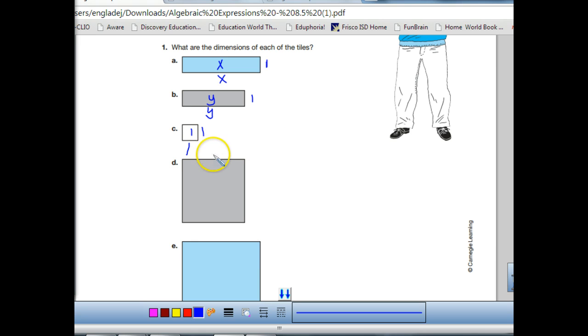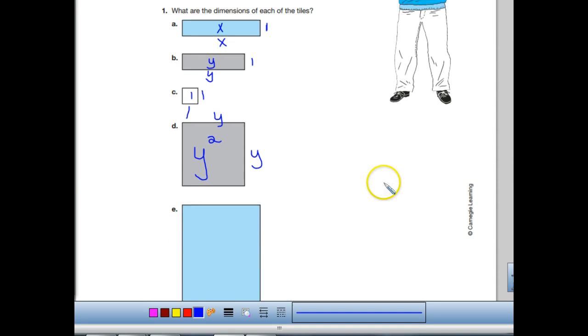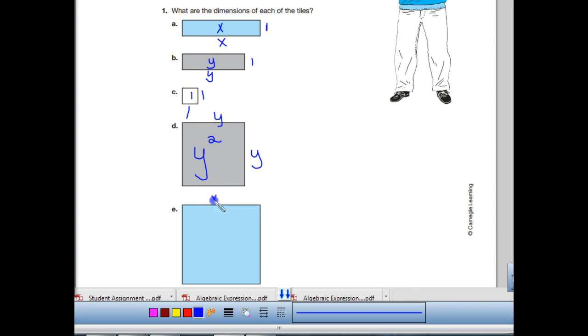Remember what we called this? This was y squared because the dimensions of this are y and y. So this is y squared, right? Because the area is y times y, or y squared. And then part E, the dimensions of this are x and x. So this is x squared, right?